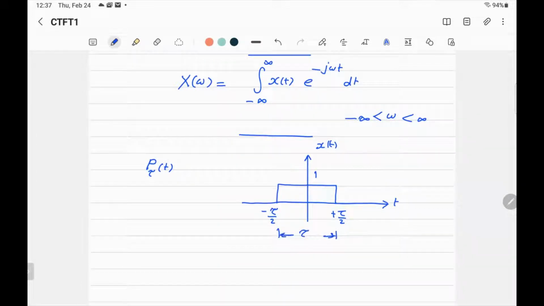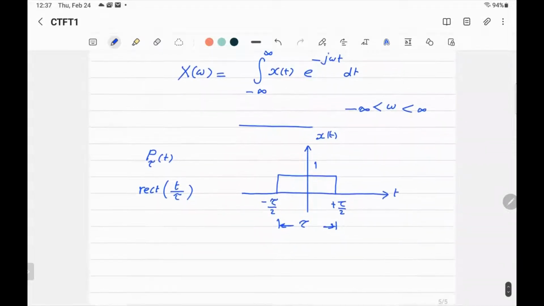That's the width. Many textbooks also use this one: rect, meaning rectangular pulse, of t over tau in the time domain, and then you make it tau. This is the width, the center. So you may see this notation or that notation.